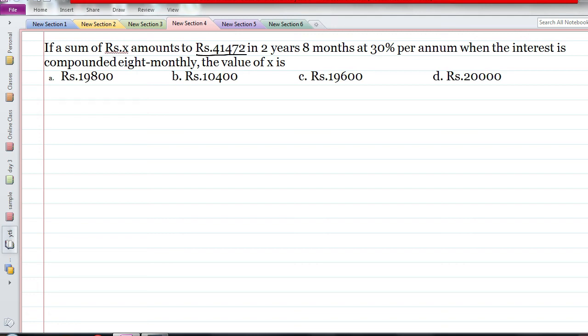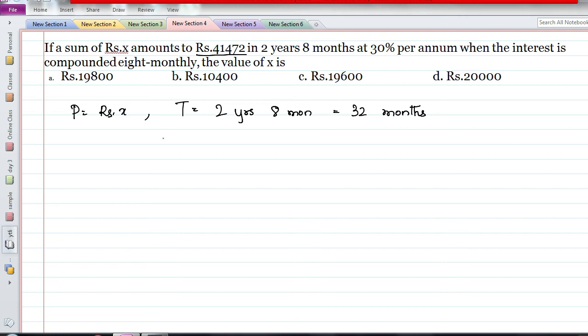To solve this, we will take the principal amount as X rupees. Time is 2 years 8 months. This is actually 2 years, which is 24 months, plus 8, which is 32 months.